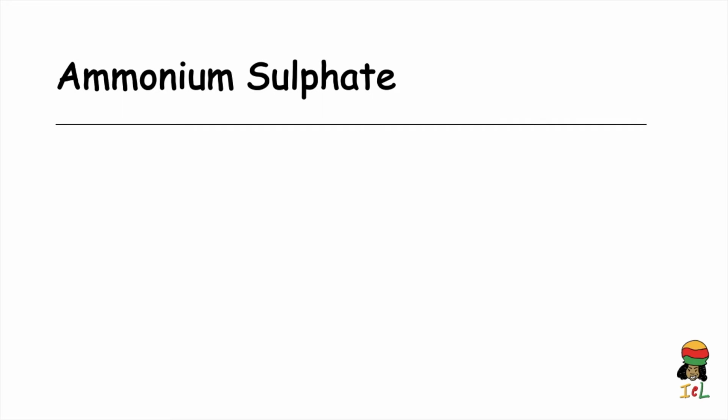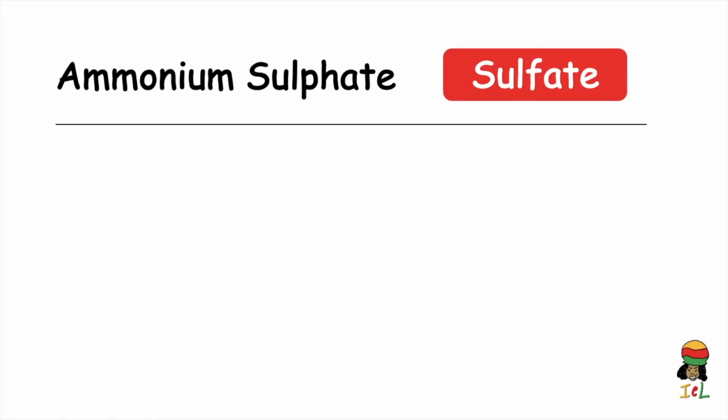The final example for this section is ammonium sulfate. Here we have two radicals involved in the chemical formula. Also note the alternate spelling for sulfate. That is, it uses an F instead of PH. However, it does not change the pronunciation.